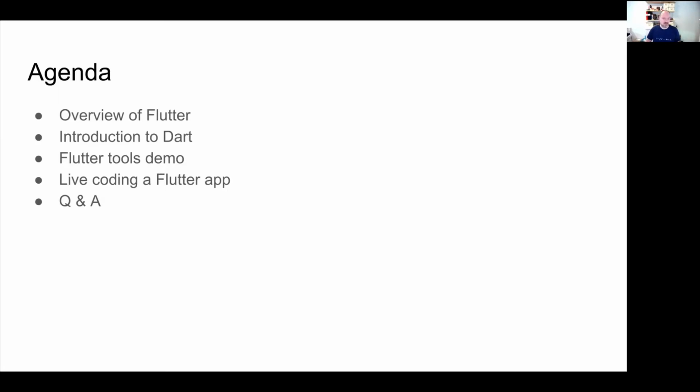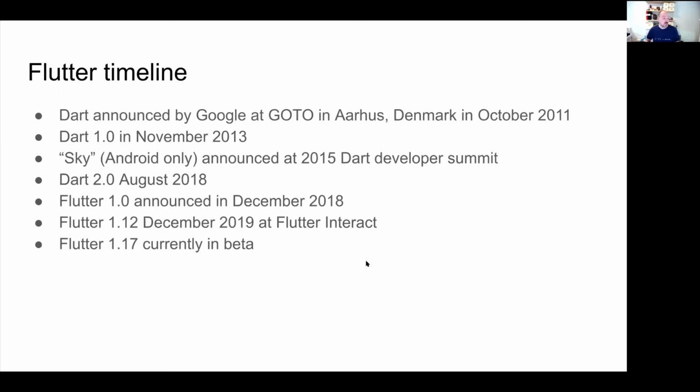Now, moving on. A little bit about the timeline first about Flutter. Before it was called Flutter, we start with Dart. Dart, the programming language, was announced in 2011 by Google. It was developed by Google in-house as a way to fix the problems with developing for the web. The first release, 1.0 of Dart, was released in 2013. And in 2015, at the Dart Developer Summit, Google announced something called Sky, which was a project name for what would become Flutter.